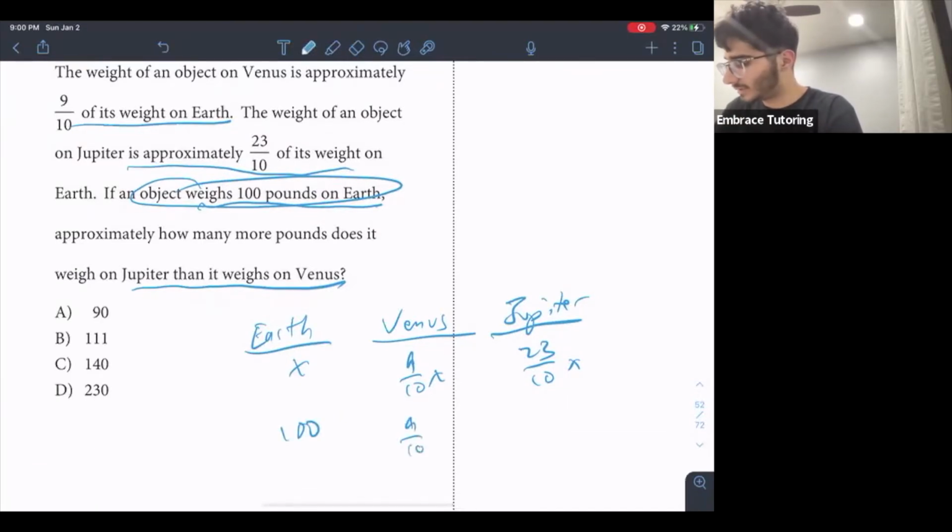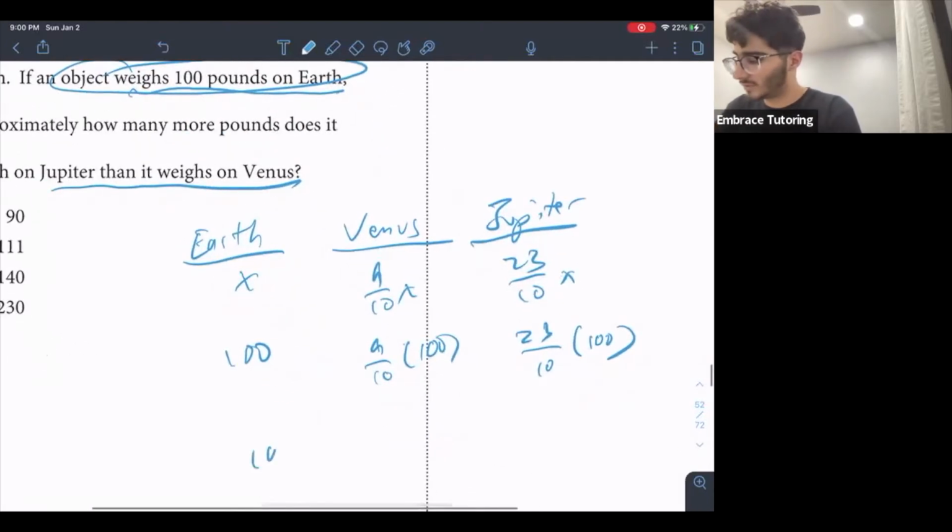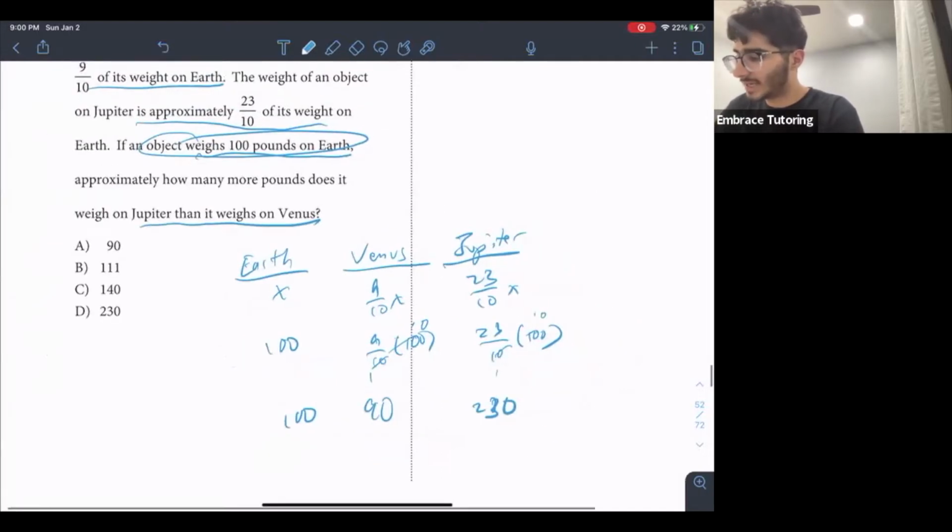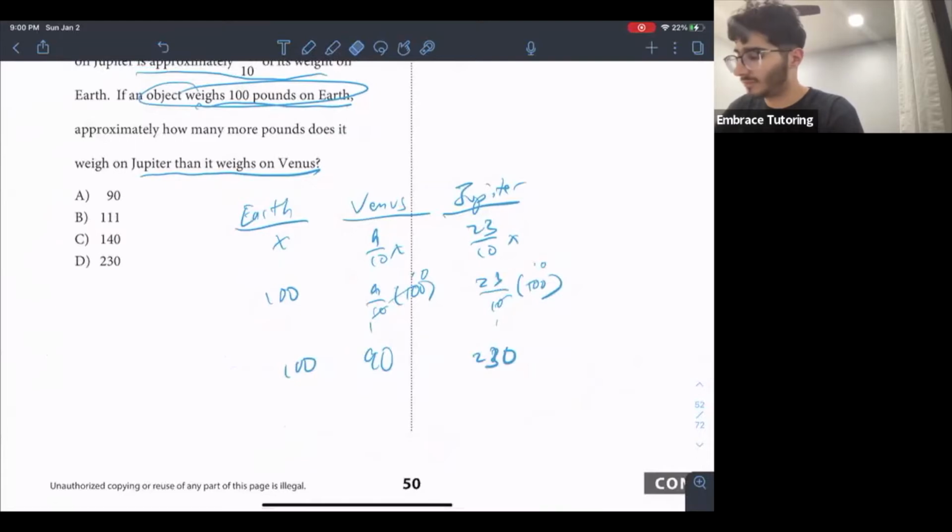So it'd be 9/10 times 100, and the same thing for Jupiter's weight, 23/10 times 100. You have 900 divided by 10, which gives you 90, and then 2300 divided by 10, which gives you 230. Now, it's asking how many more pounds it weighs on Jupiter than on Venus. That makes sense because Jupiter would have a greater weight. So 230 minus 90 gives you 140, and that would be our answer choice C.